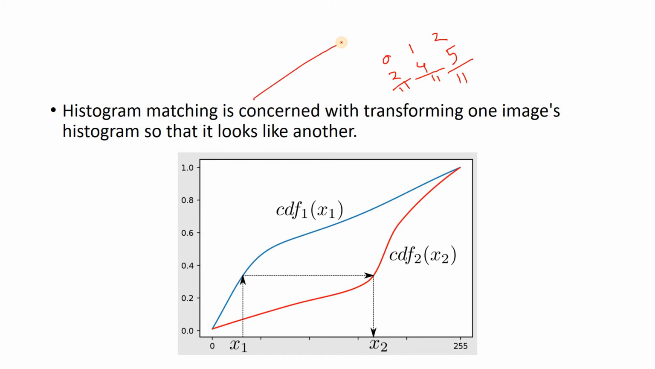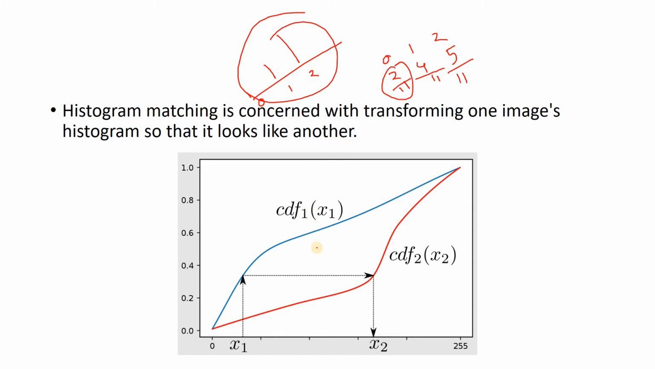If I want to draw the probability distribution, for pixel intensity 0 the height will be 2 by 11. These are discrete probabilities, so instead of probability density function we should call this a probability mass function, because this is in the discrete domain. For discussion purposes we show this as continuous, but actually these are discrete in nature. For intensity 0 the value is 2 by 11, for 1 the value is 4 by 11, and for 2 the value is 5 by 11. This is the probability mass function, which we can easily get from the histogram.